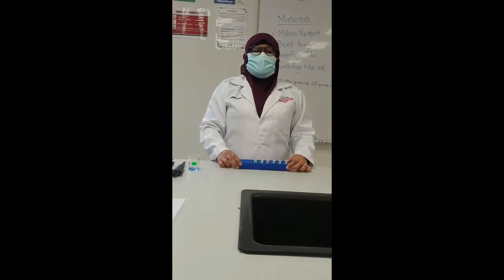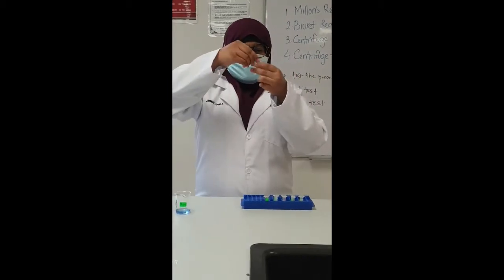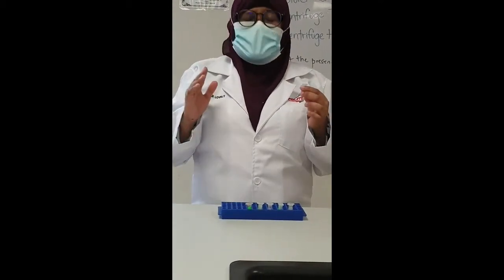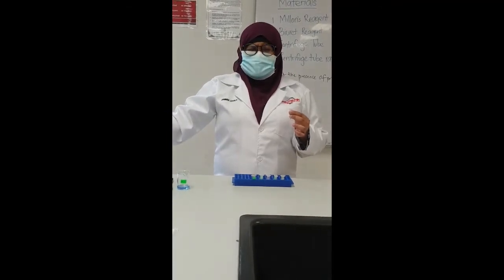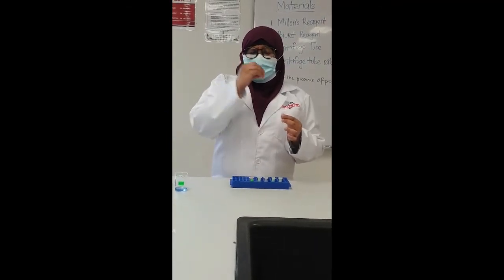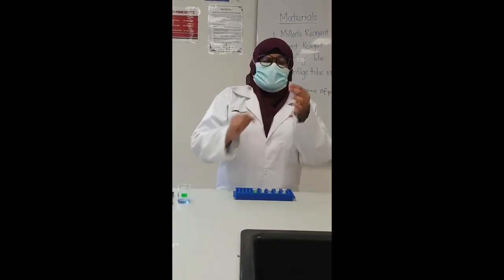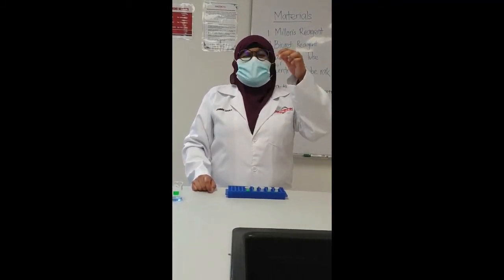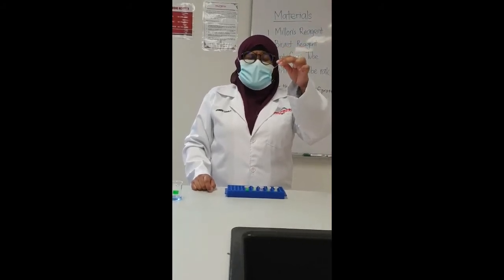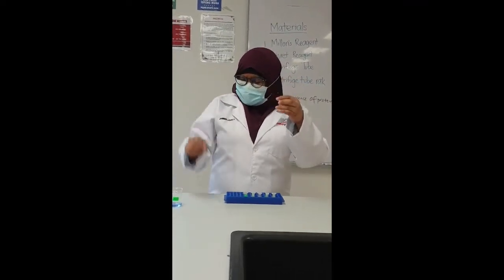Alright, so I'm going to start with 1% glucose. For this experiment, 500 of Biuret reagent is needed. I need to add 500 of Biuret reagent into each of the tubes. First, I'm going to start with 1% glucose. I need you all to really observe the color change. Okay, I'm going to start now.